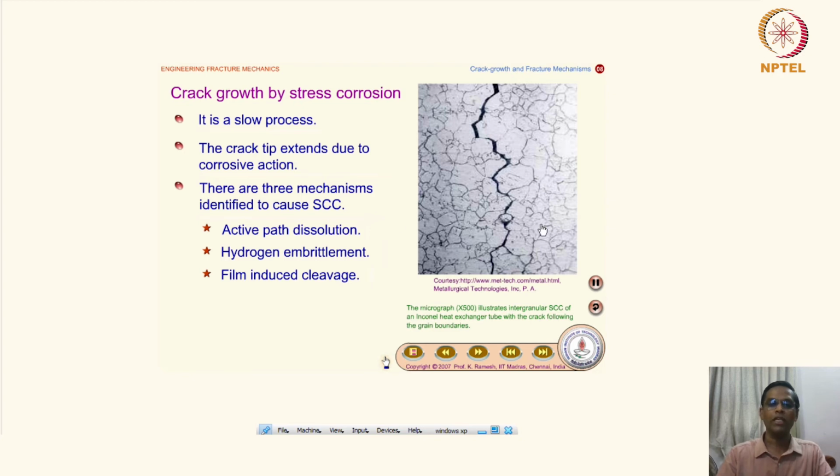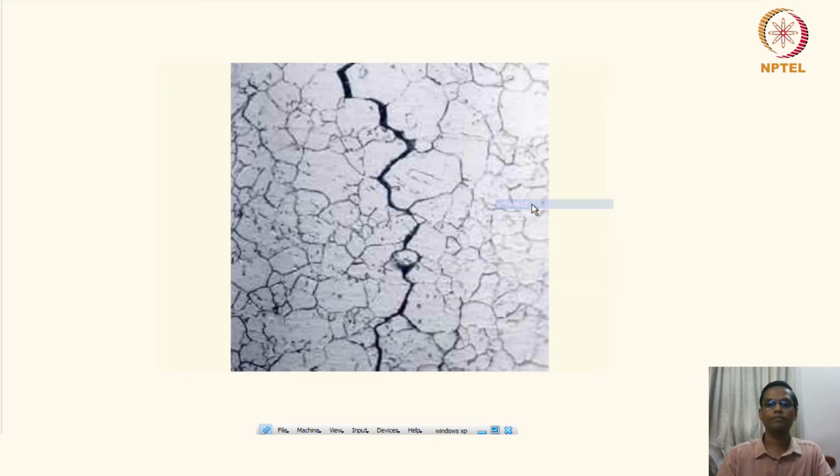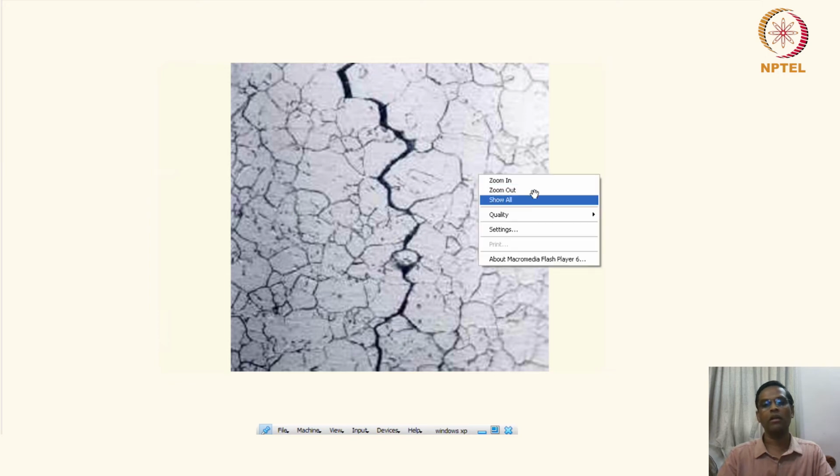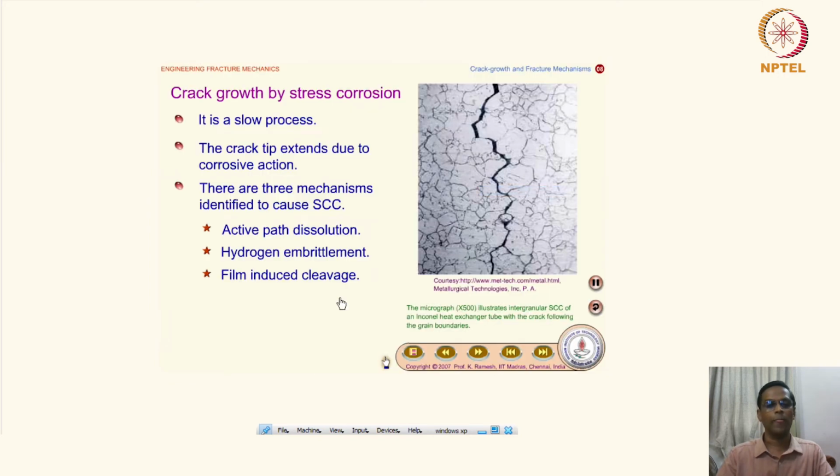So what you are seeing here is a material failed due to stress corrosion cracking, and what is that you are seeing? The crack just percolated through, just passed through the grain boundaries. So it's kind of intergranular fracture. So we'll see the details a little bit.